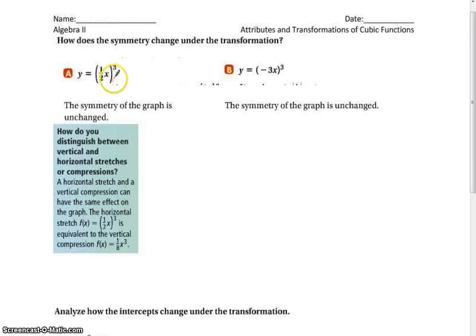We have 1/2 x quantity raised to the third. This is going to be a horizontal compression, a horizontal change, because it's trapped in there. Both of these are actually. And the way you know is because it's trapped inside. Okay, now keep in mind that a horizontal stretch is the same thing as a vertical compression. You can't tell the difference just looking at the graph whether it was horizontal or vertical. But it does not change the symmetry of the graph. Okay?